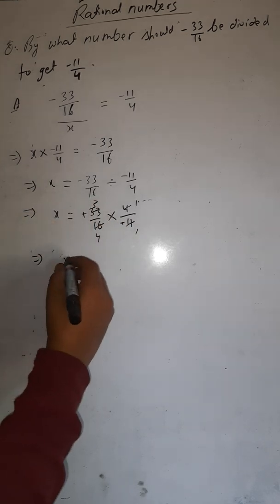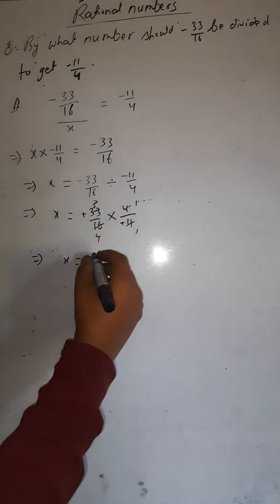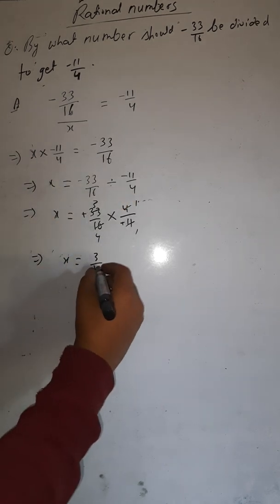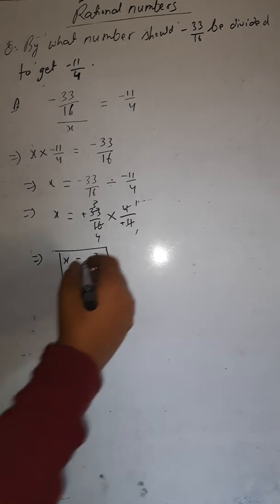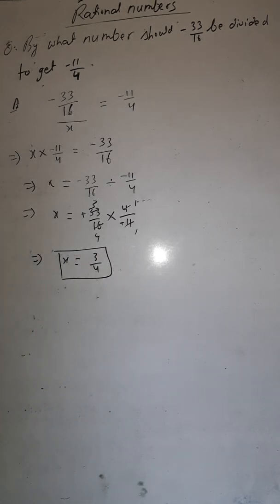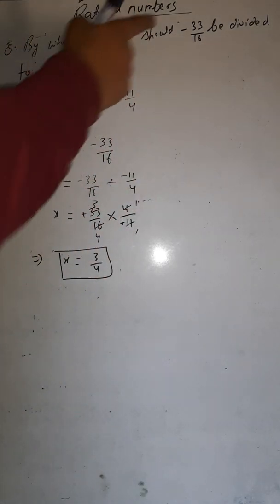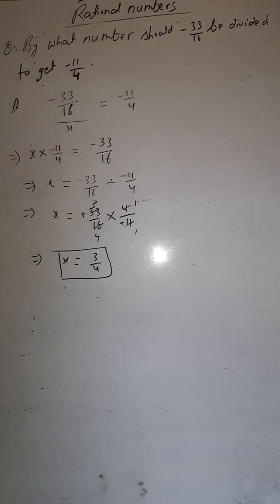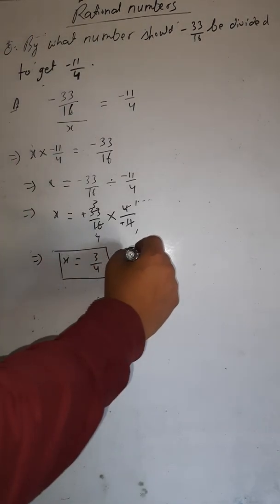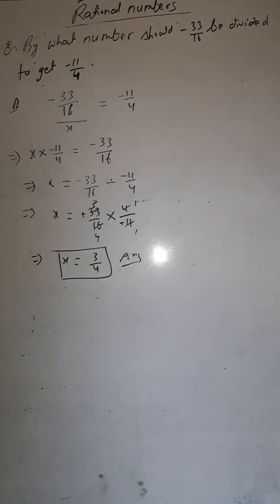So the value of x would be equal to 3 ones are 3 divided by 4 ones are 4. So this is the number by which you are dividing this to get this much. So this would be the value of x. This would be the answer. Okay, so this is how you would solve the question.